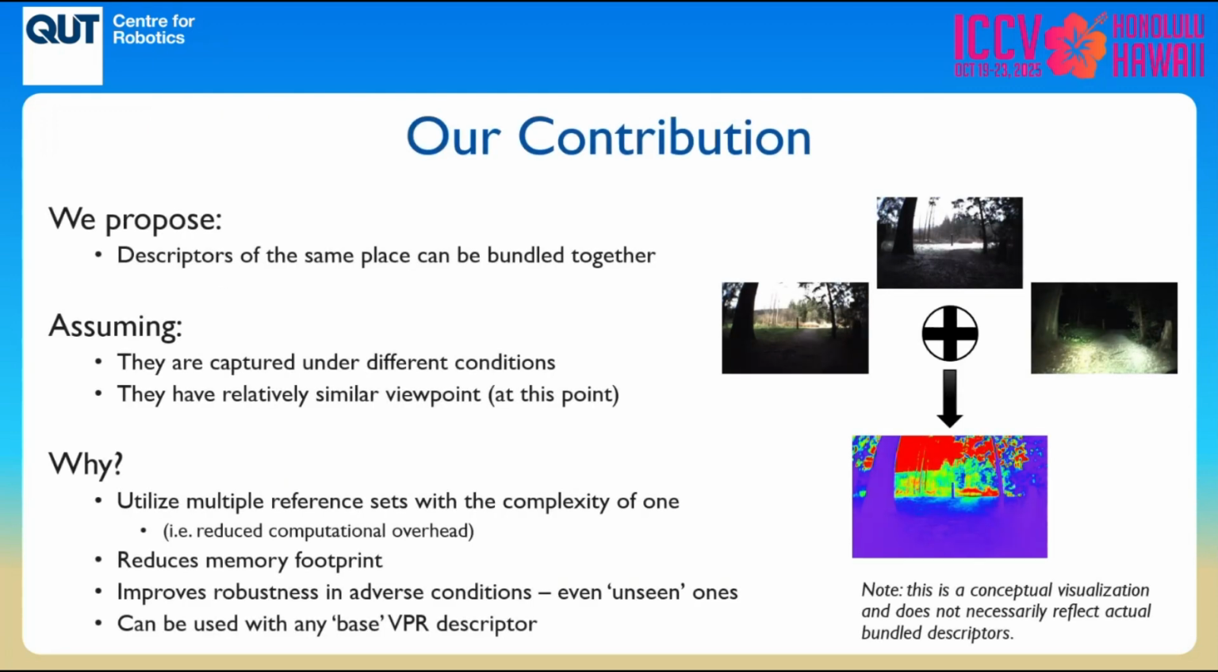In this work, we therefore propose that you can use hyperdimensional computing bundling to bundle different images or descriptors of the same place together into a single descriptor. This work assumes that they are captured under different conditions and that they have a relatively similar viewpoint. We're able to then bundle these into a single descriptor to improve the robustness to different adverse conditions. We utilize multiple reference sets, but with the complexity of one. This substantially decreases the computational overhead and the memory footprint, and improves the robustness in adverse conditions, even unseen ones. Importantly, we can use this bundling operation with any state-of-the-art VPR descriptor.